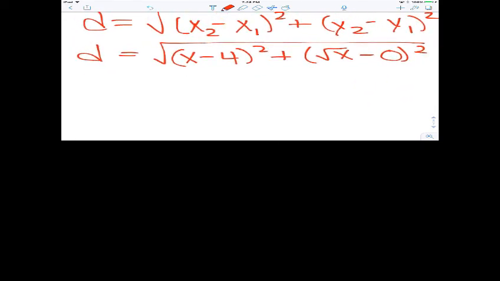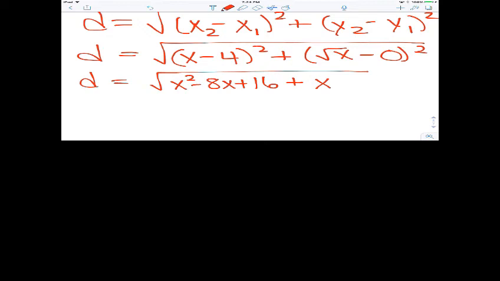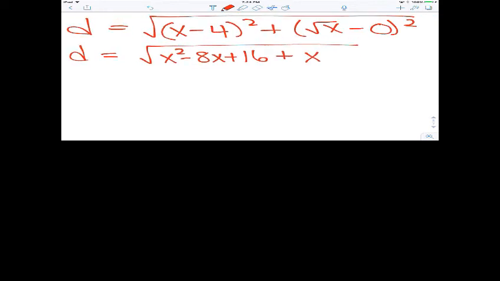Now, as we said before, usually it's easier to do some simplifying. So this would be x squared minus 8x plus 16, plus that right there is just x, the square root of x squared. So you're really doing the derivative of, I'm going to write this all to the 1/2 instead of radical, (x squared minus 7x plus 16).